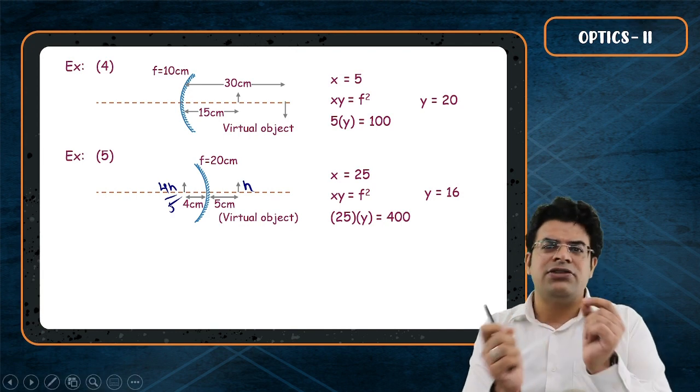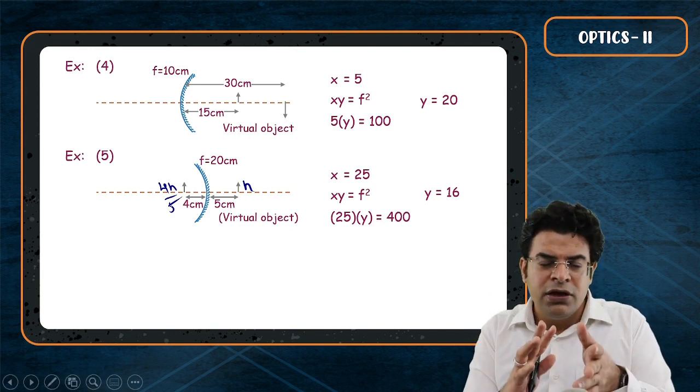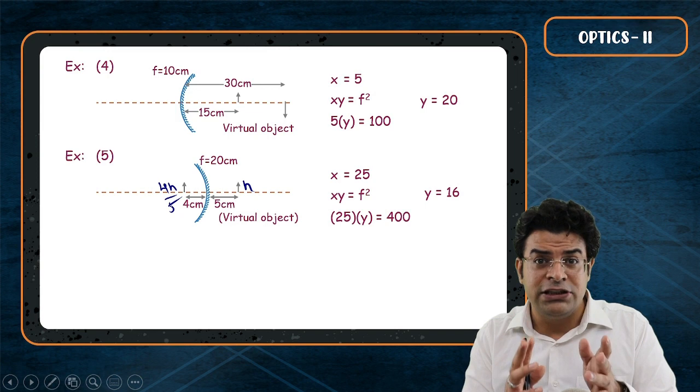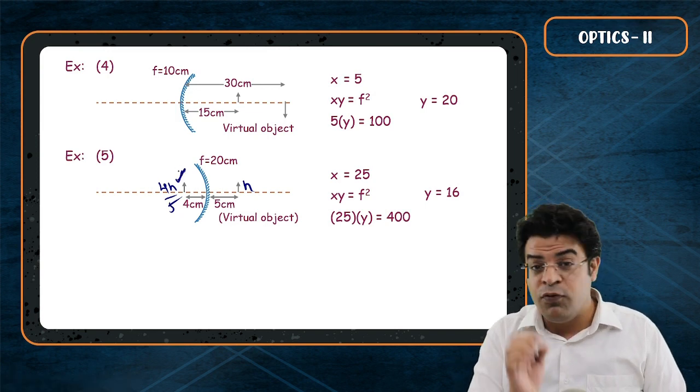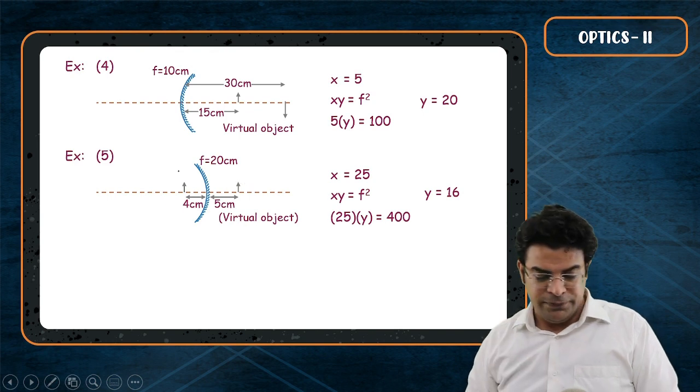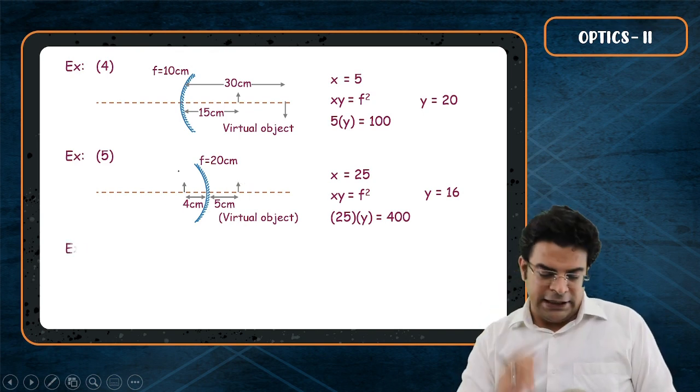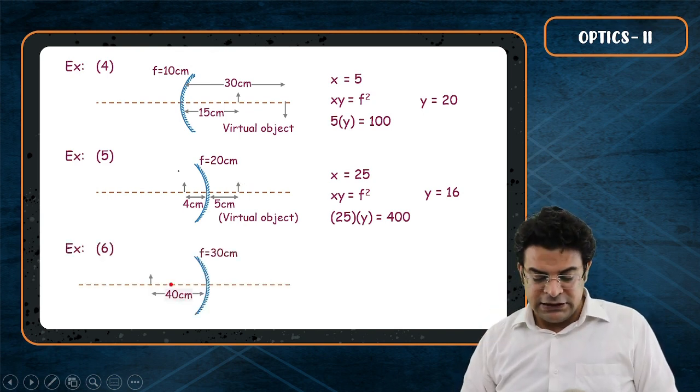Because the distance ratio is 5:4. Since the distance of the image is 4/5 of that of the object, the height of the image will be 4/5 of that of the object. Let's see one more example. Let's say this is the case given.